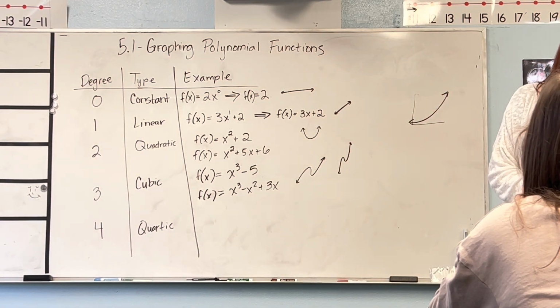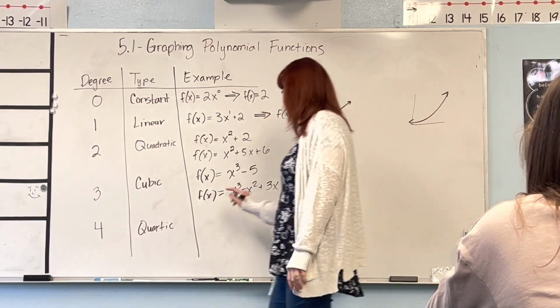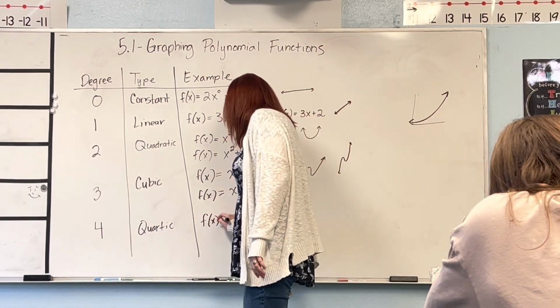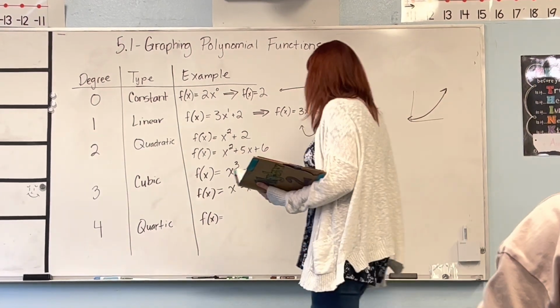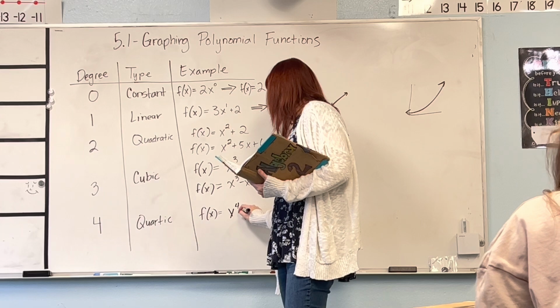Soon or later we'll be learning about quartic and balance. This one has x to the 4th power. So you could have something like x to the 4th plus 2x.